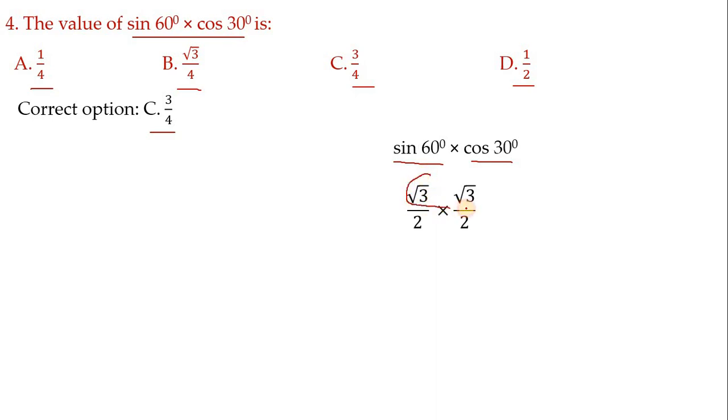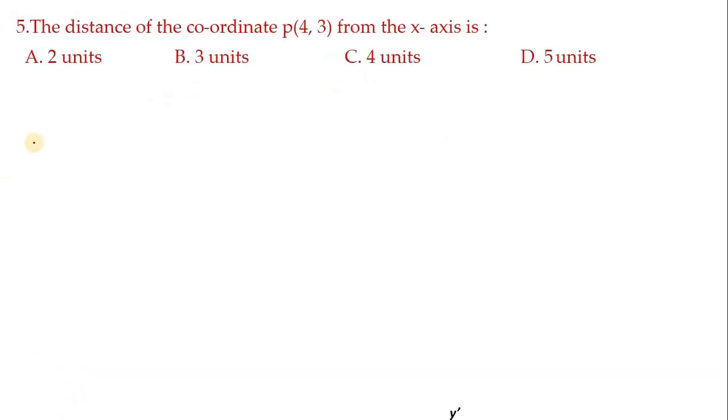Numerator into numerator. Root 3 into root 3 is root 9. So 2 into 2 is 4. So we'll get root 9 by 4. So root 9 as exact value, that is 3. So we'll get 3 by 4. So option C is the correct one. Next, let us move on to the next question.